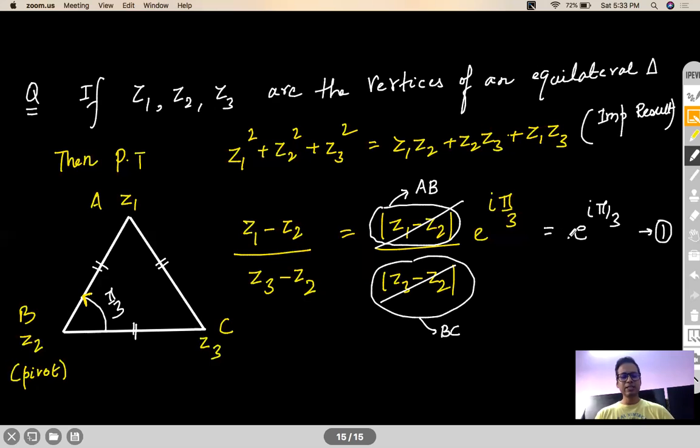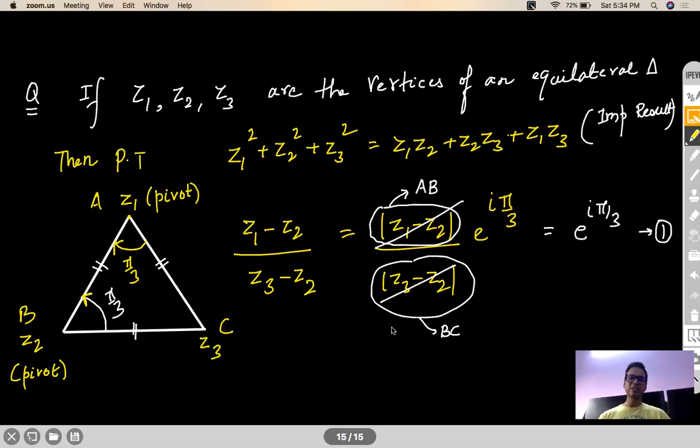Okay. Now, choose one more vertex. Anybody. So Vaibhav chooses A. Okay, fine. So I choose this as my another pivot. This angle is pi by 3. Vaibhav, choose the direction to the angle. Clockwise. Okay. So Vaibhav has chosen clockwise direction.